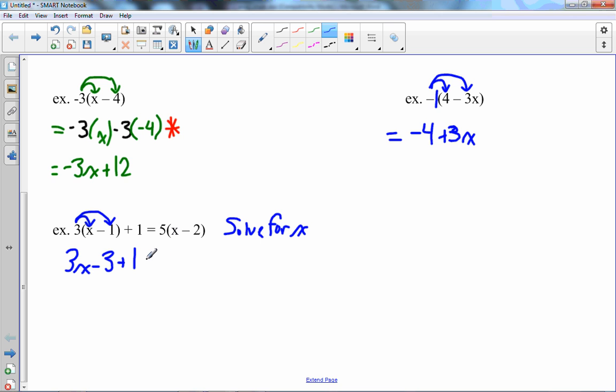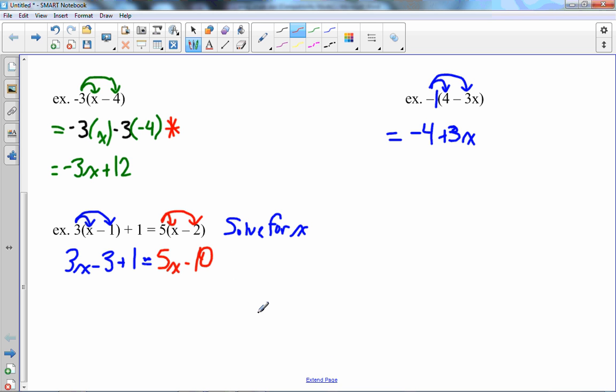Now, what's that going to equal over on this side? Well, in that case, we can go 5 times the x and 5 times the negative 2. 5 times x is 5x. 5 times negative 2 is negative 10.